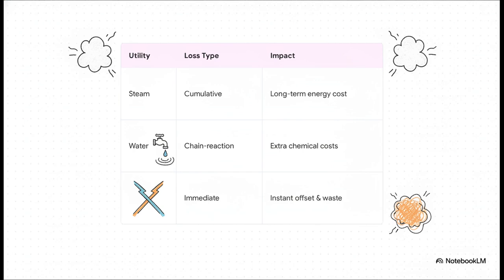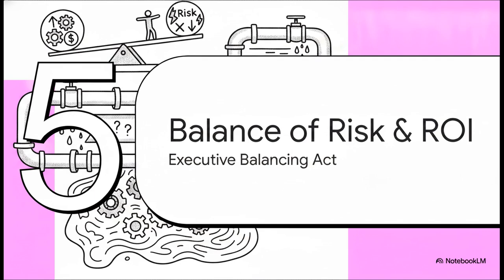Next, water. Water is a chain reaction loss. If you leak water, you don't just pay for the water, you pay for the extra chemicals mixed into it, and then you pay again to treat the increased wastewater volume. Finally, overlapping energy, like running a heater and a cooler on the exact same line simultaneously. That is an immediate loss. The instant you do it, that energy cancels itself out and the money is completely wasted. Poof, gone.